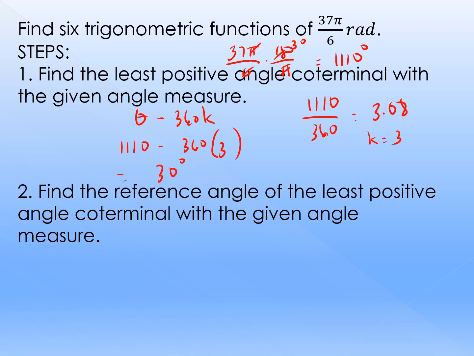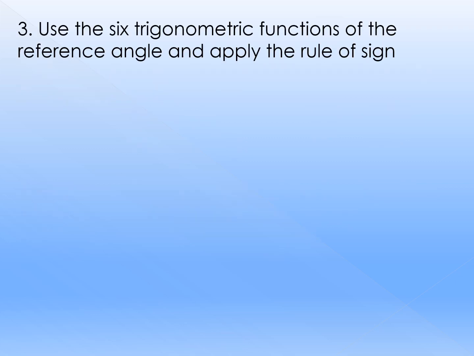Now, to find the reference angle of the least positive angle coterminal with the given angle measure, we're going to write 30 degrees. And let's check on what quadrant 30 degrees falls. Since it is between 0 and 90 degrees, therefore, it falls in quadrant 1. Since it falls in quadrant 1, the reference angle is simply theta, which is equal to 30 degrees. So therefore, we're going to use 30 degrees. Now, let's use the trigonometric functions of the reference angle and apply the rule of sine.